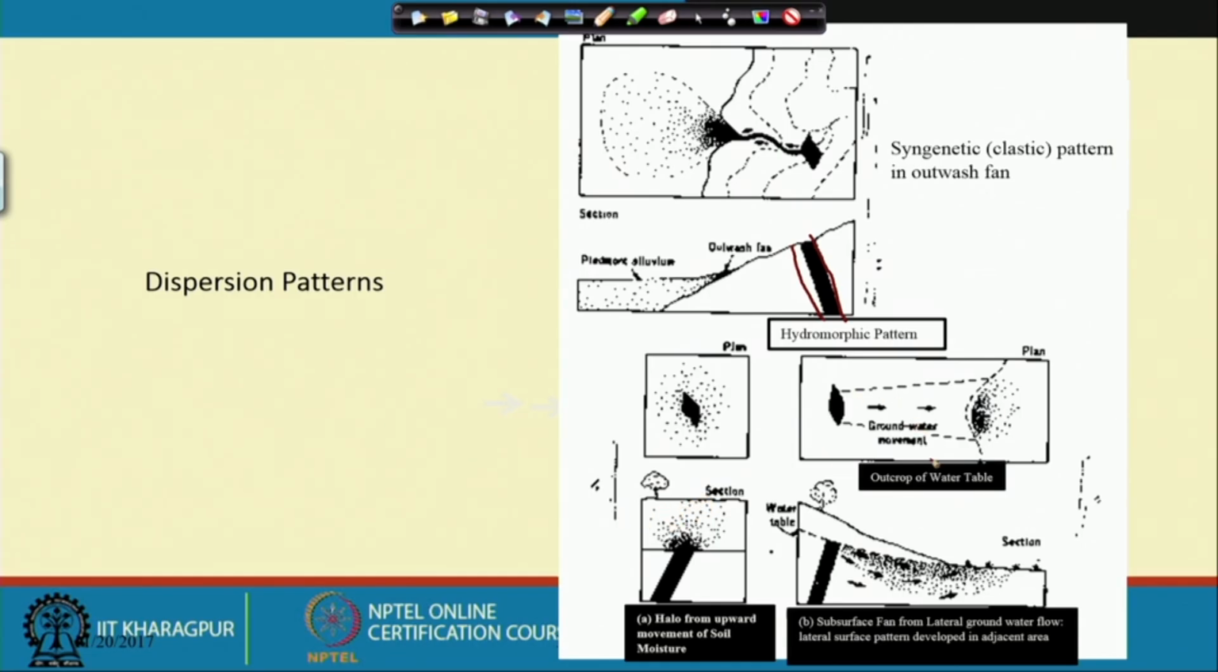And here it shows the hydromorphic pattern with respect to the water table, and the cross section is more informative here. This dotted line here is the water table, and this is the surface. Groundwater generally flows in a hydrostatic gradient, as shown by the arrow, and this groundwater will corrode or dissolve the constituents of the ore body, and will disperse down the gradient in the soils which are over here.